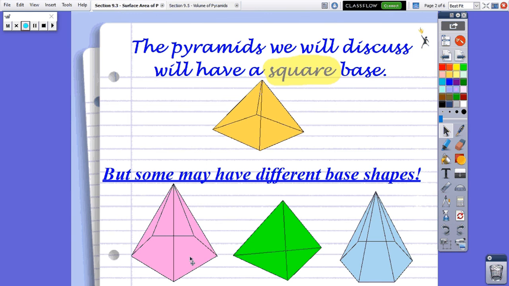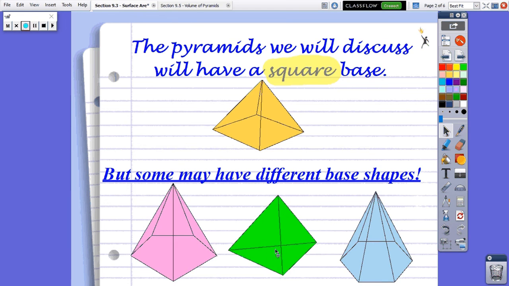Now, in some of my other classes, I may talk about pentagonal pyramids, or triangular pyramids, or hexagonal pyramids, or other pyramids that don't have a square base. But any shape that you can draw, essentially, can be turned into a pyramid.